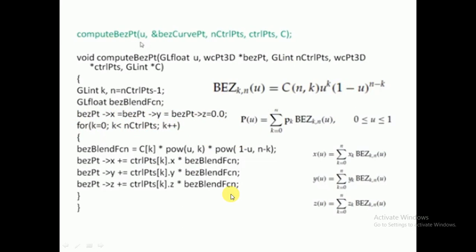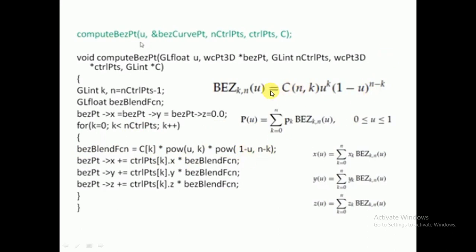Then the Bezier blending function. What is that? That is this. Already I calculated this C of k. Already in binomial this has been given. Then I have to calculate u to the power k, that is pow(u, k). Then I have to calculate (1 minus u) to the power n minus k. We have calculated, which means you will get this value. This is your blending function.